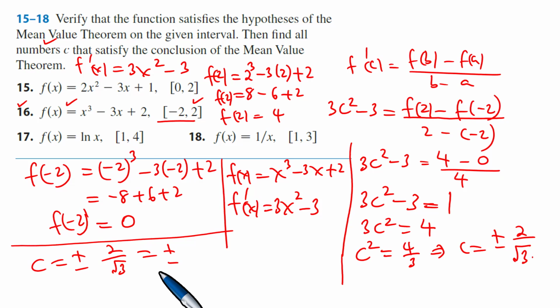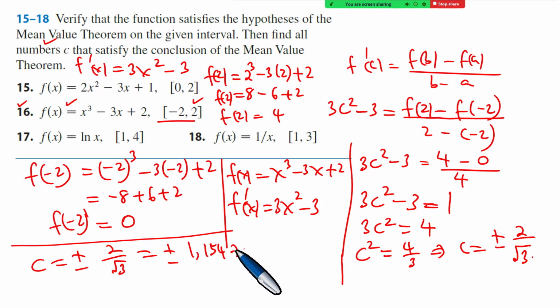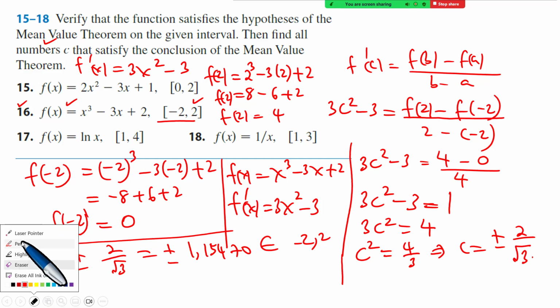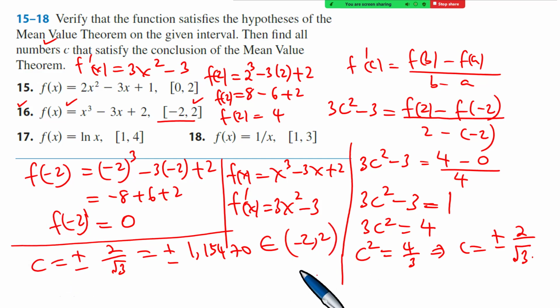You can always do that one. I'm just checking it quickly here. If you divide 2 by the square root of 3, whatever you're getting is actually plus or minus 1.15470. Is it here? Yes, it is here. Because if you check very carefully, between minus 2 and 2, this number is there. And we agree that both of these numbers are members of this interval. But as stated in the conclusion of the theorem, they are both members of the open interval. We just need the open interval. That is all.